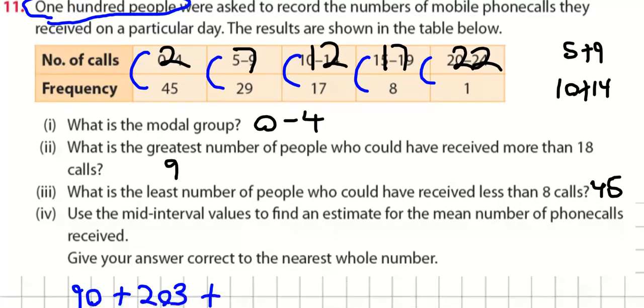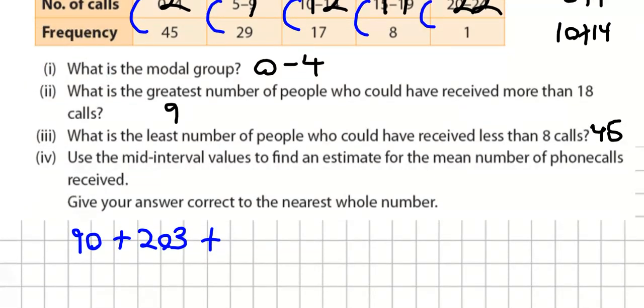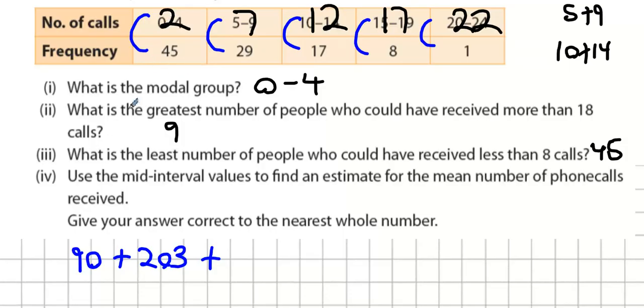Okay, so 45 people experienced 2 calls. That's 90 calls in total. 29 people experienced 7 calls. That's 203 calls. 17 people experienced 12 calls. Did somebody say that's 204? Okay. 8 people experienced 17 calls. What's that? And 1 person experienced 22 calls.